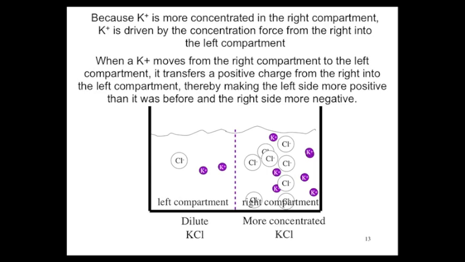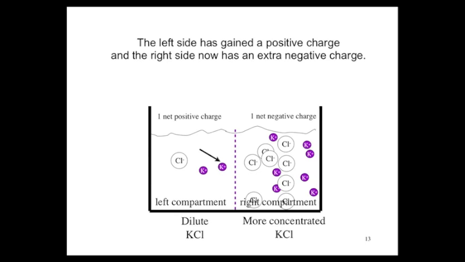And when a potassium moves from the right compartment to the left compartment, it transfers a positive charge from the right into the left compartment, thereby making the left side more positive than it was before and the right side more negative. The left side has gained a positive charge, a positive potassium, and the right side now has an extra negative charge, an extra negative chloride.